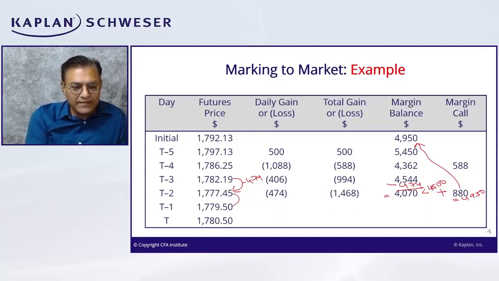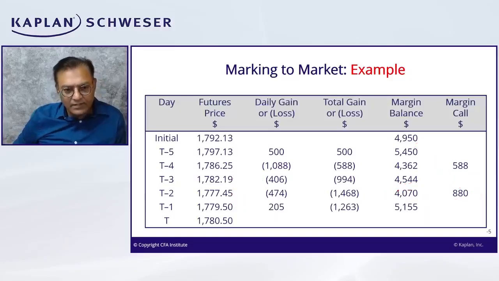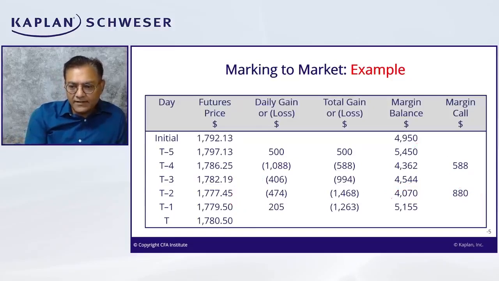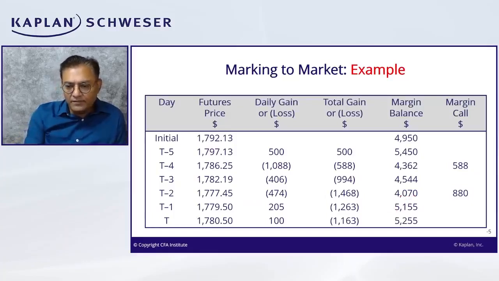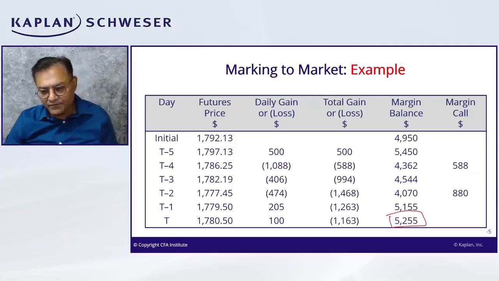The following day, there is actually a gain of $2.05. And so that adds up to 205 for 100 ounces. That gets credited. So 4,950 plus 205 gives you 5,155. Obviously, no margin deposit on a day where we have experienced a gain. And then finally, the last day, the price goes up again $1. So you get $100 credited to your account, and you end up with a margin balance of 5,255 the last day.